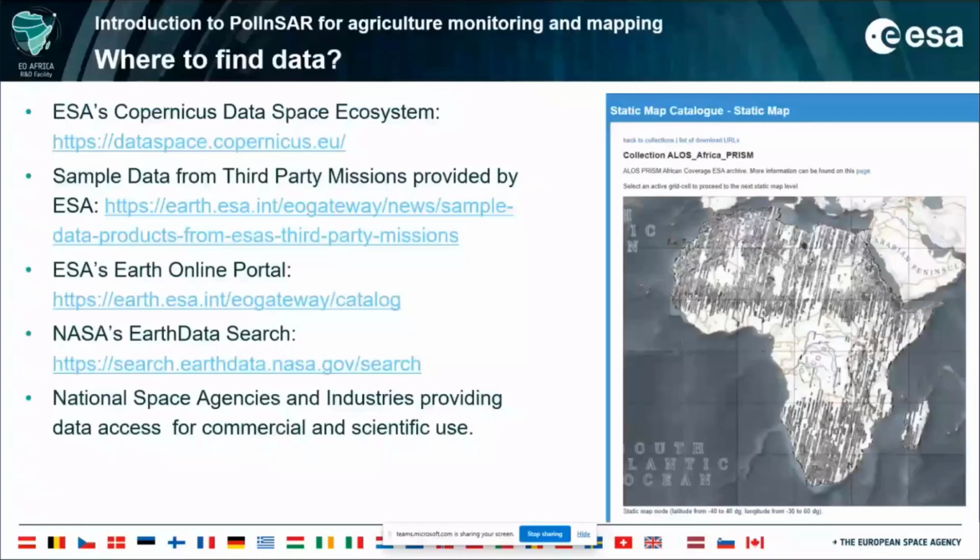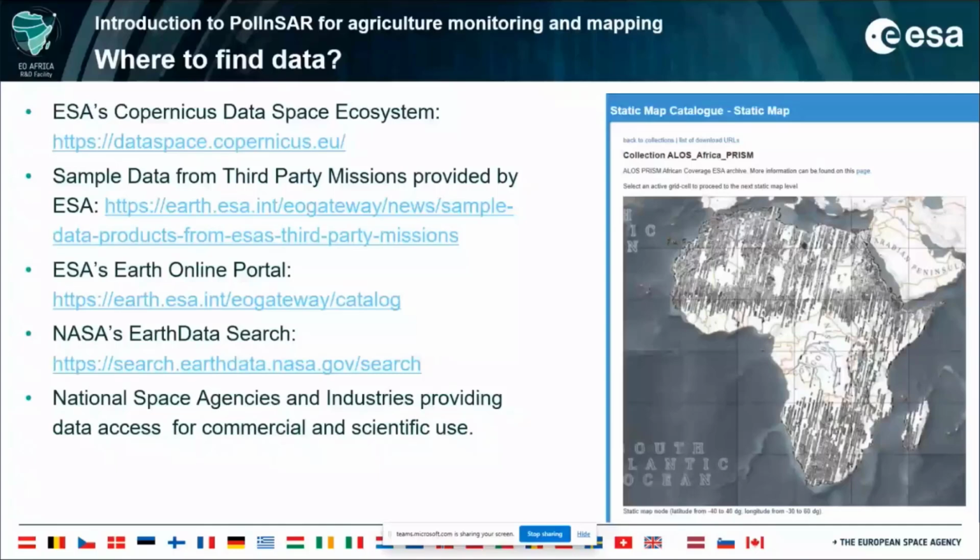For example, one main data point for the Copernicus data is the Copernicus Data Space Ecosystem that provides Sentinel-1 products. But ESA also provides some sample data from the third-party missions, which were mentioned before. So, for example, ALOS or TanDEM-X, TerraSAR-X, and also some RADARSAT-2 sample products.